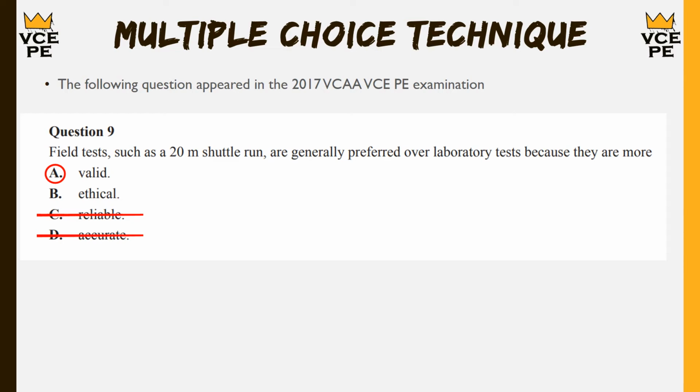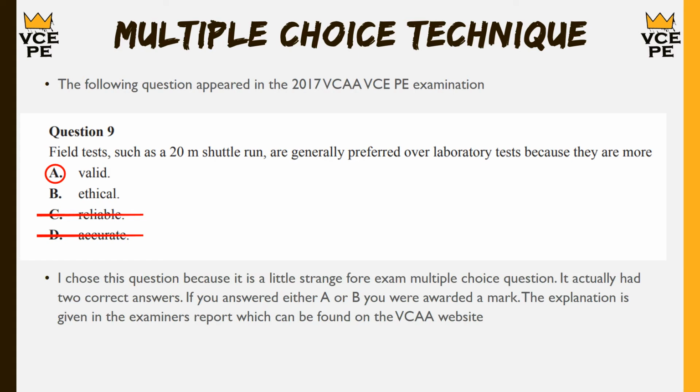The reason why I chose this question is because it's actually a little bit of a weird question. Because in the examiner's report, this is the only multiple choice question that has 2 answers that were accepted to be correct. Okay, so we could have either chosen ethical or valid. But I just wanted to quickly show you the steps to go through. We got it down to 2, and then I made my choice on that.